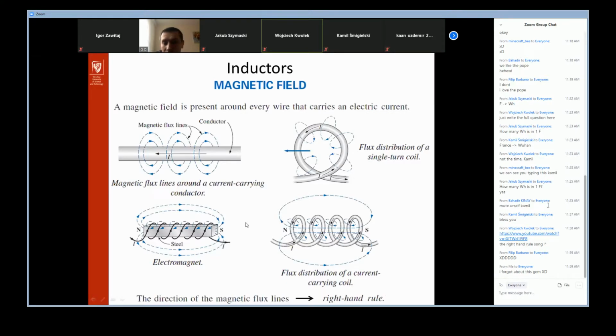So the strength of the magnetic field is higher here and here. It is similar for the capacitor, where we put dielectric materials inside between the plates. We can increase the capacitance. Here we can increase the magnetic field strength, in fact, using this material also.